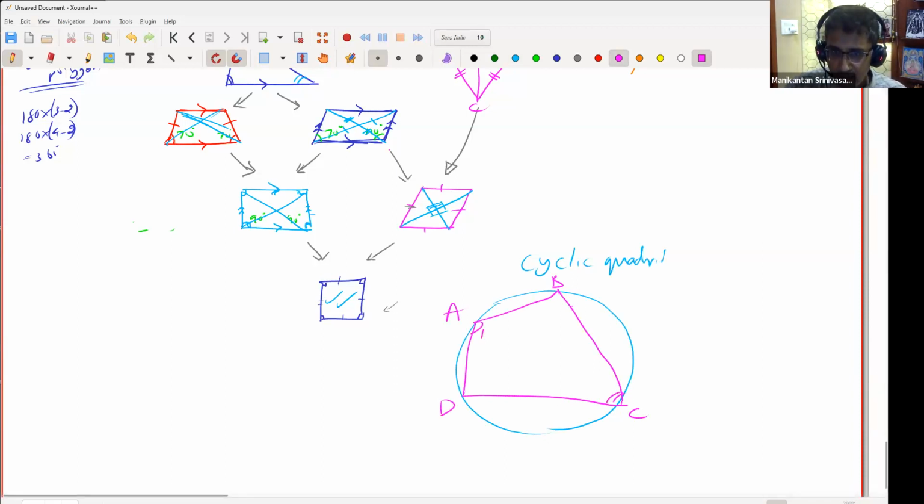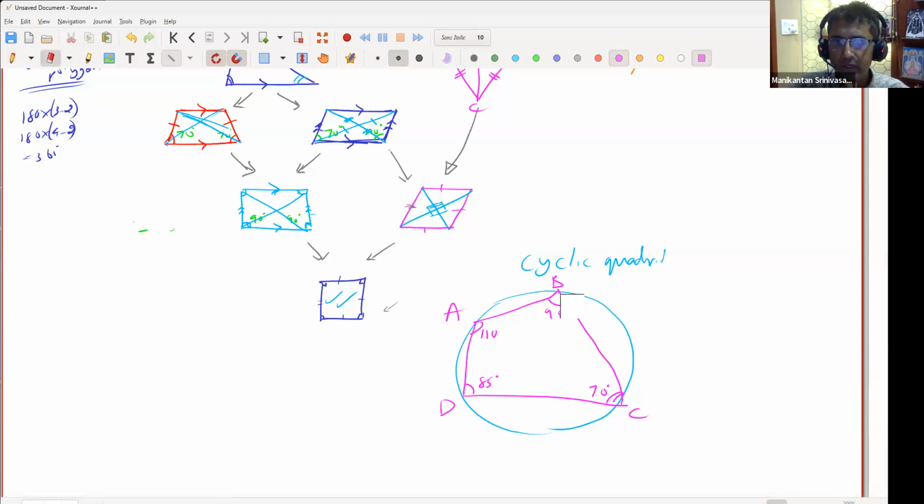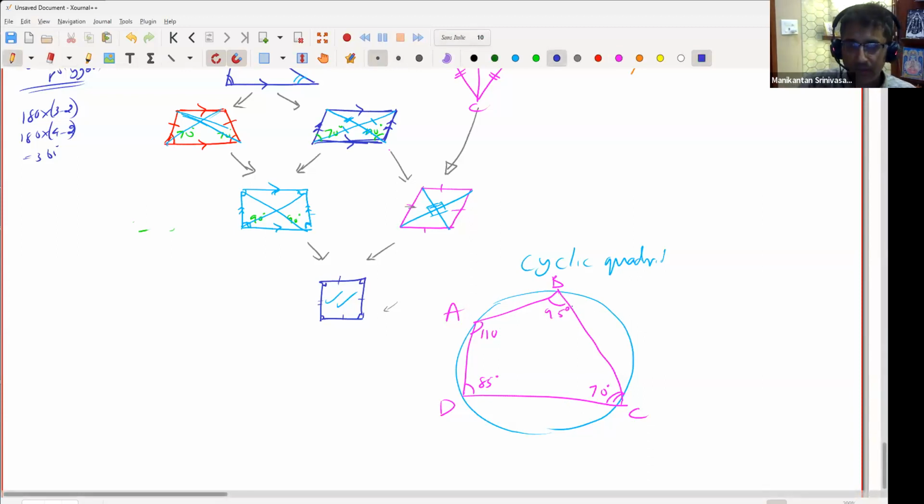So if this is, I don't know, 110, then this is 70. And if this is, let's say, 95, then this is 85. I'm just giving some random example here. Opposite angles are supplementary in a cyclic quadrilateral. It also has some other important properties, but we'll cover that later, as the situation demands. Now let's move on to circles. Any questions on quadrilaterals, guys? All okay on quadrilaterals? This family tree is all clear to you, or probably already was from the beginning.